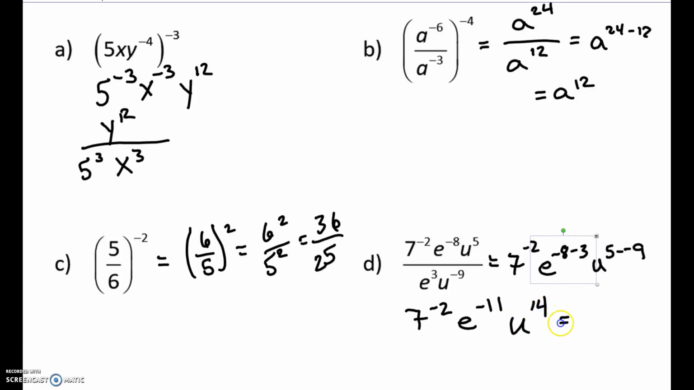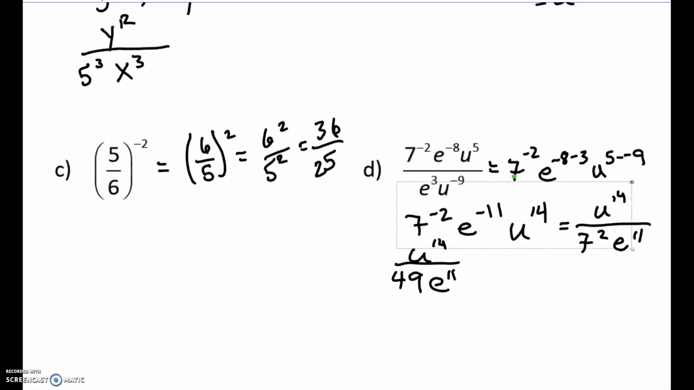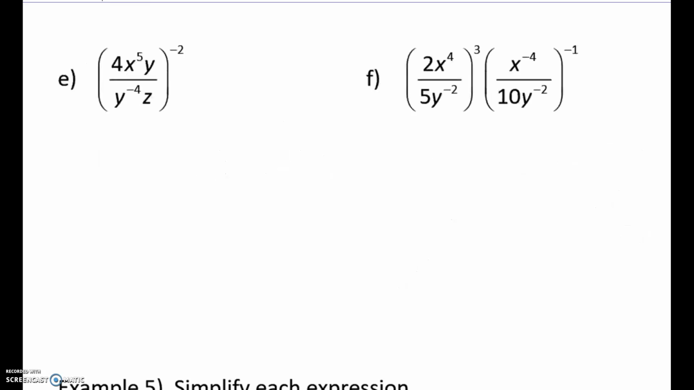So anything with a negative goes in the denominator. U to the 14th can stay in my numerator. Everything else goes down. I get 7 squared over e to the 11th. And of course, 7 squared, as we all know, is 49. So I can even do one more step: over 49 e to the 11th. All right, and that's it for that page. Let's take a look at the next.